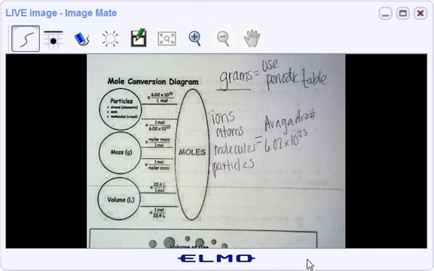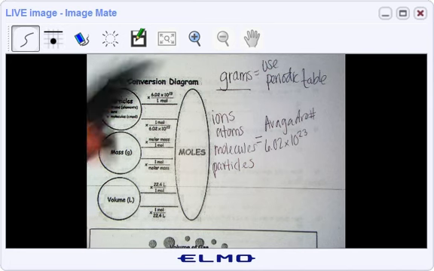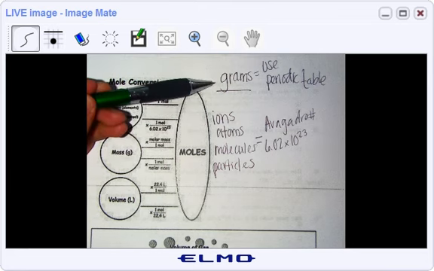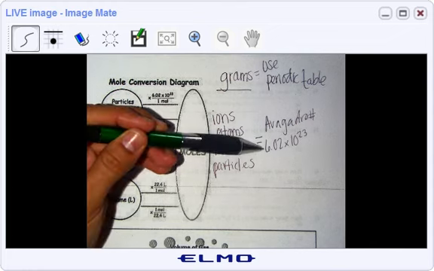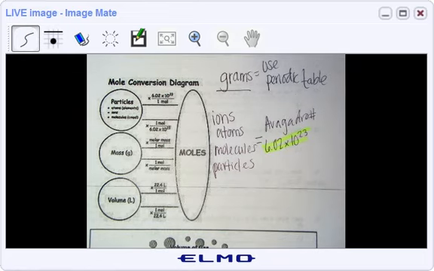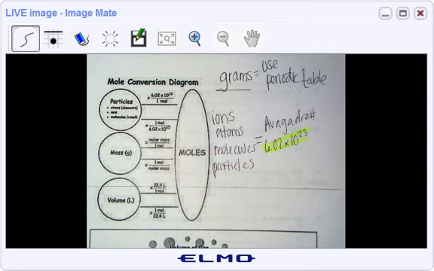Today we are going to be practicing grams to moles and moles to grams. Just wanted to remind you that if you do not see the letter G or the word grams in the word problem, then you're going to come down here and use Avogadro's number. If you do see grams, you're going to use the periodic table to get the mass of that specific element that is in the word problem. So let's practice.